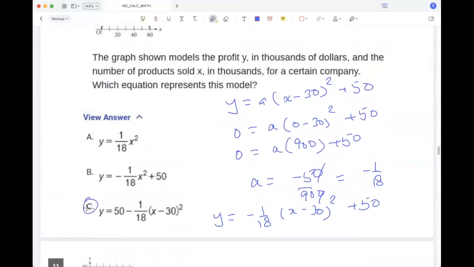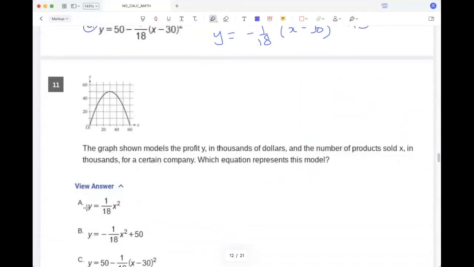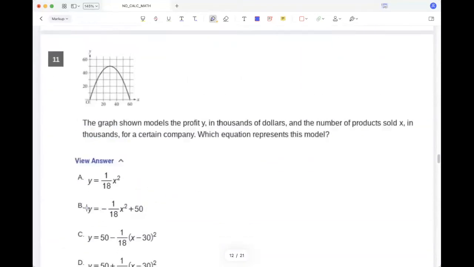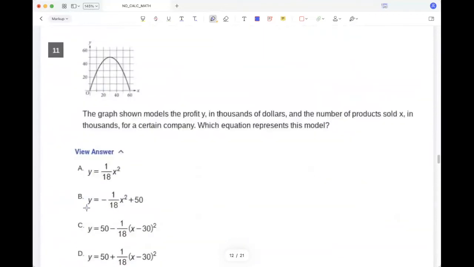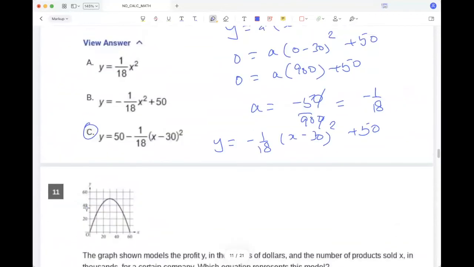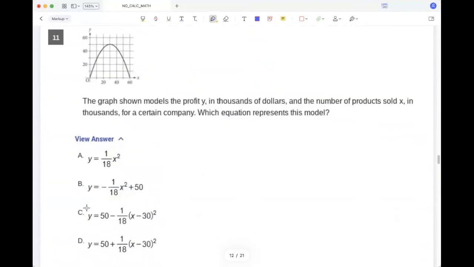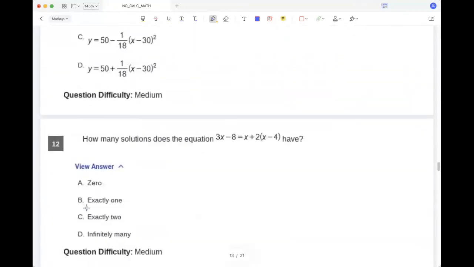So that's it. Oh, we do have option D. So this was page 11. Okay. So anyway, we got the right answer is option C. Okay. So this is fine.